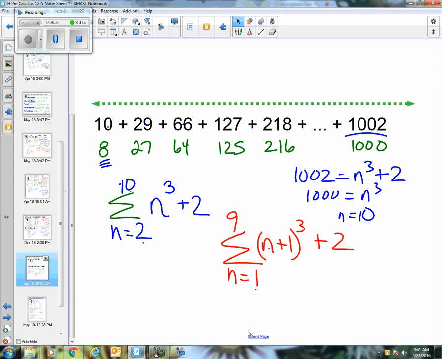Some of them are tricky, though, and practice really helps for these. So try not to get too frustrated if you can't see something right away. The more you do of them, the easier it is to recognize, and there's still going to be ones that are going to be a little bit tricky. All right, so sigma notation.